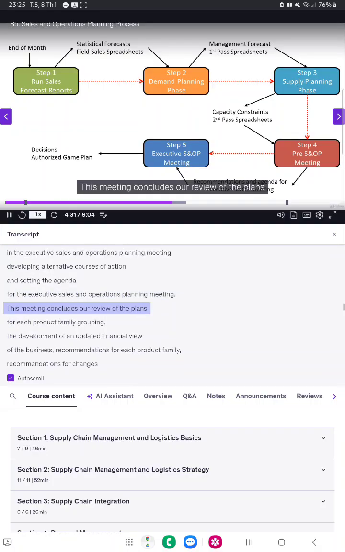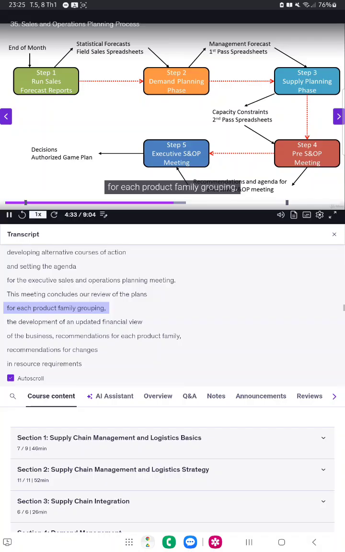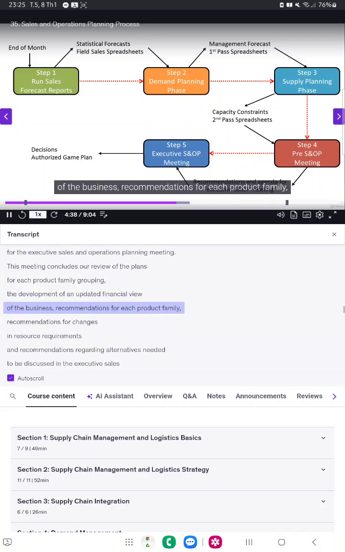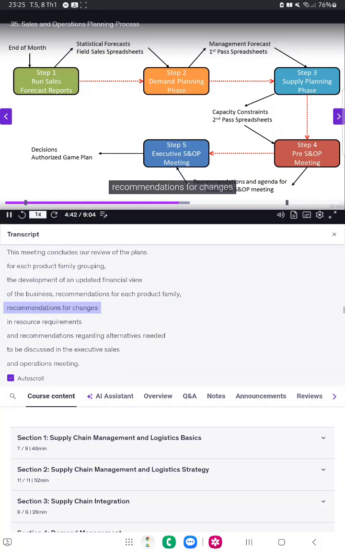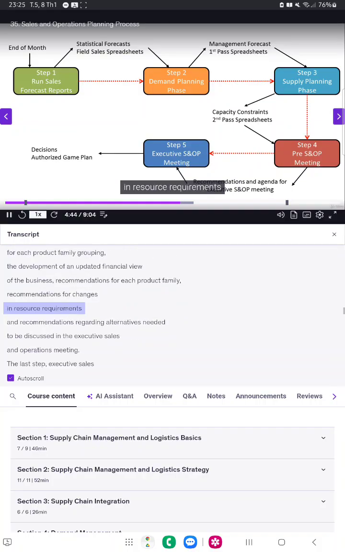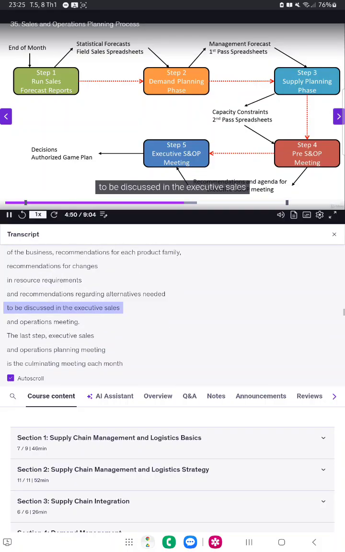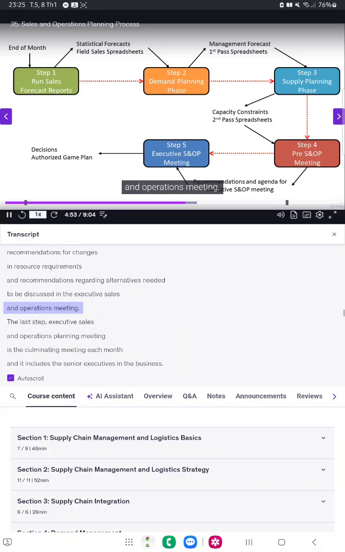This meeting includes a review of the plans for each product family grouping, the development of an updated financial view of the business, recommendations for each product family, recommendations for changes in resource requirements, and recommendations regarding alternatives needed to be discussed in the executive sales and operations meeting.